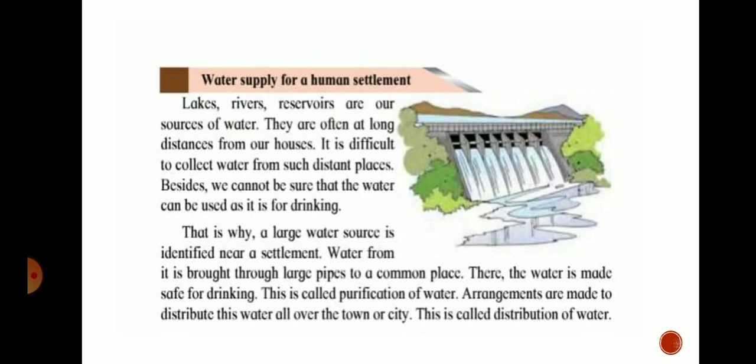See, as you know, we get water from lakes, river, reservoir. These are the sources of water. But all the people can't go there and bring water for their household chores. It is not possible. So what arrangement has been done?